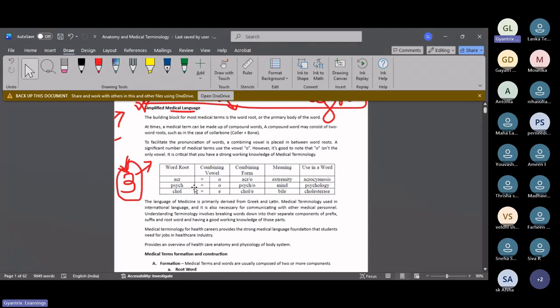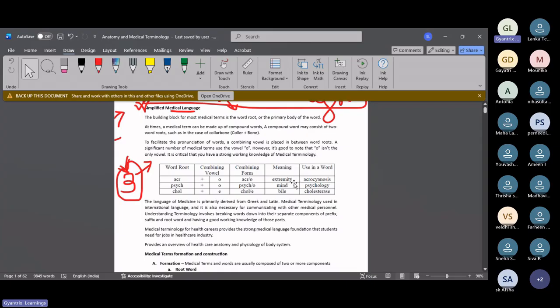These are the example words we can see here. Root word, combining vowel, combining form, meaning, right? For example, we have three letters, ACR, and we have added one vowel sound to it, so it becomes acro. Acro, the medical term, is nothing but extremity. So how are we using this word in medical language?